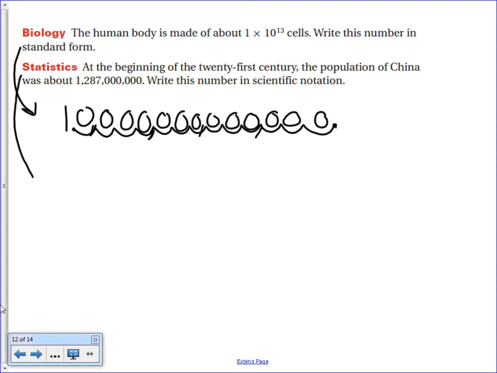In the statistics application, at the beginning of the 21st century, the population of China was about 1,287,000,000. Write this number in scientific notation. Think about where you want that decimal. You want that decimal right here, in between the 1 and the 2. So 1.287 times 10 to the what power? I went over 3, 6, 9, so 10 to the 9th.